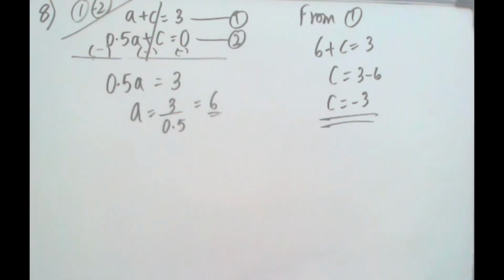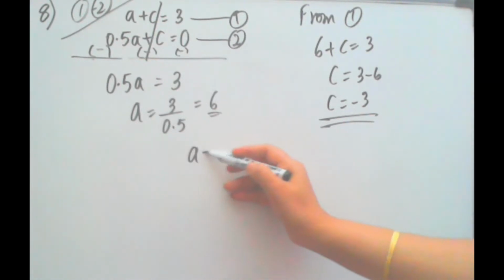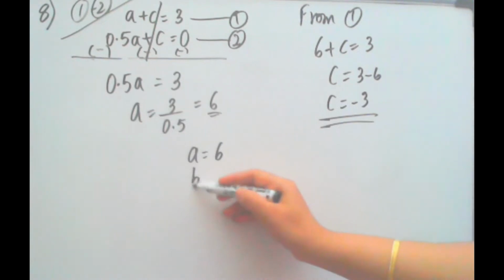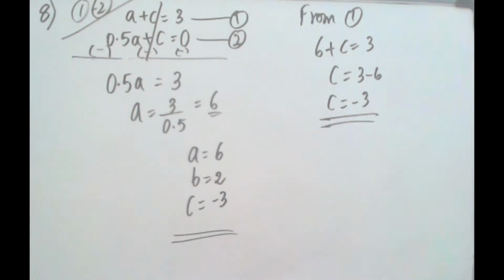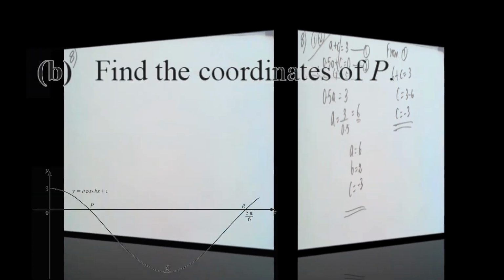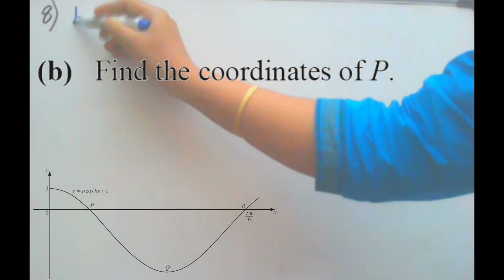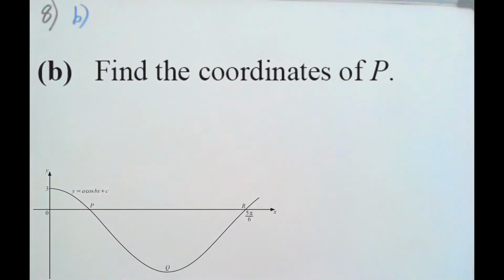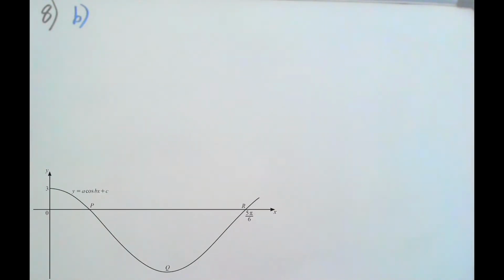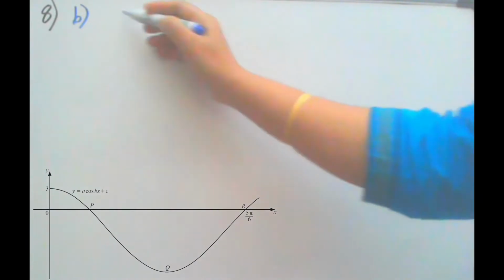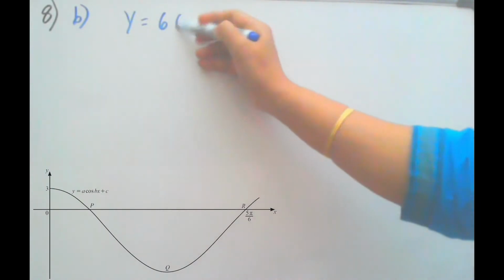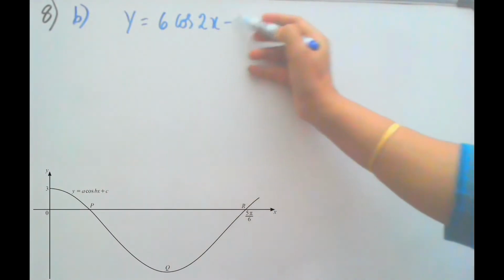So we have all the values of a and b and c. So let us summarize. A is 6, b is equal to 2 and c is minus 3. So this is the answer for 8a. Going to question 8b. Find the coordinates of P. P is the first x-intercept. So our equation after finding a, b and c values is y is equal to 6 cos 2x minus 3.